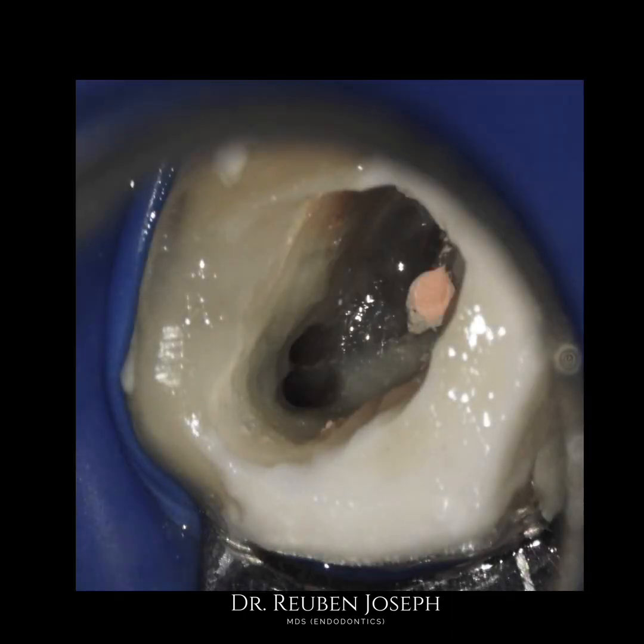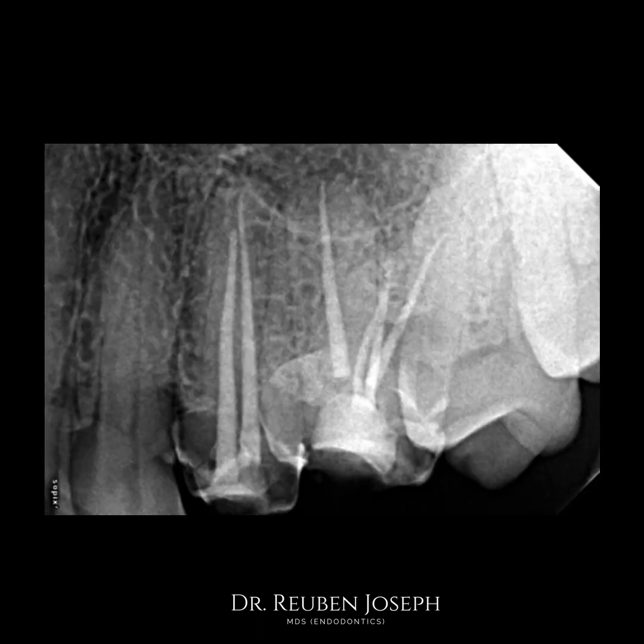So this is the image of the mesiobuccal and the MB2 canal, cleaned and shaped. They are ready for obturation, but when it comes to retreatment, I'd love to always give an antibacterial dressing, see how the patient is doing, and then go ahead and obturate them. So that's the finished post-operative radiograph with the MB and the MB2 canal well obturated.